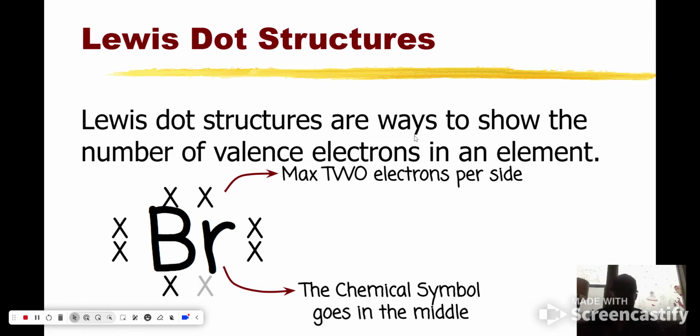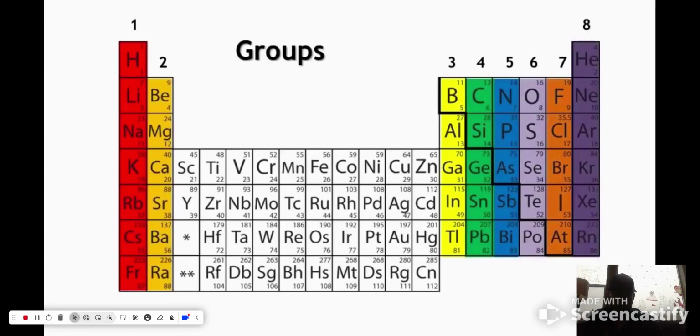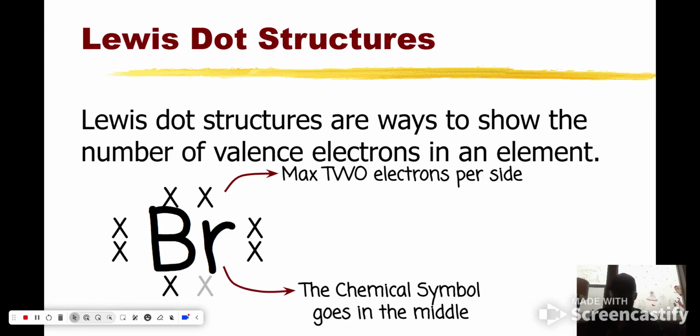Oh, sorry. Before we do that, we're actually going to look at Lewis dot structures. I told you before how we find the number of valence electrons, but now we can draw them out in what's called a Lewis dot structure model. Lewis dot structures are ways to show the number of valence electrons, and whenever we do it, we only do a max of 2 per side. So if you look at the X's, there's 1 here, 1 here, 1 here, 1 here, and then 2 over there, and then 1 down here.